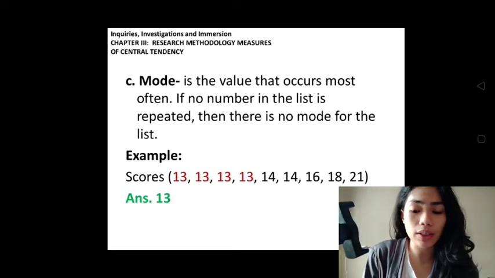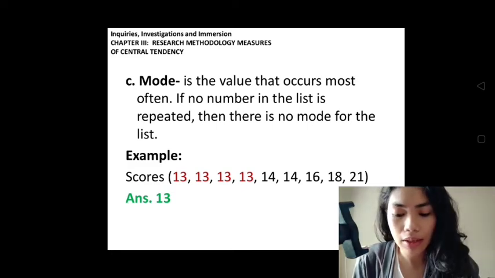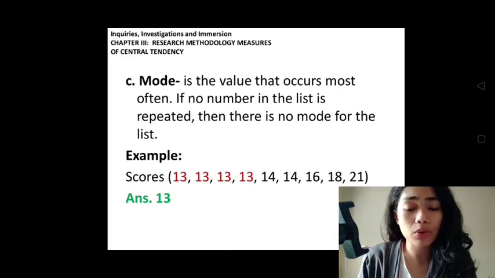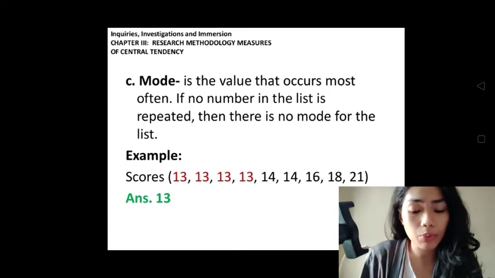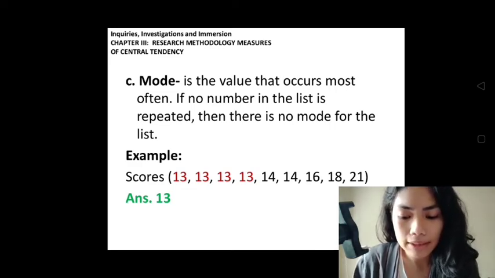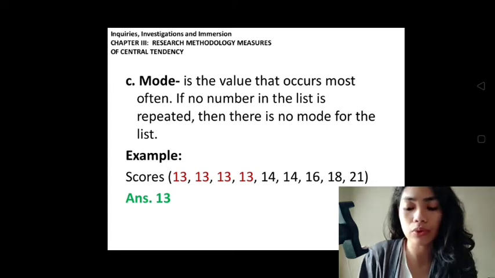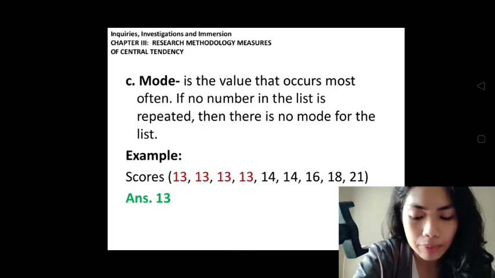So for the last one, the letter C of measure of central tendency is mode. Mode is the value that occurs most often. If no number in the list is repeated, then there is no mode for the list. So example, etong scores nito ay kinuha lang natin sa median. But we can also apply this for the mode. So 13, 13, 13, 13, 14, 14, 16, 18, and 21.